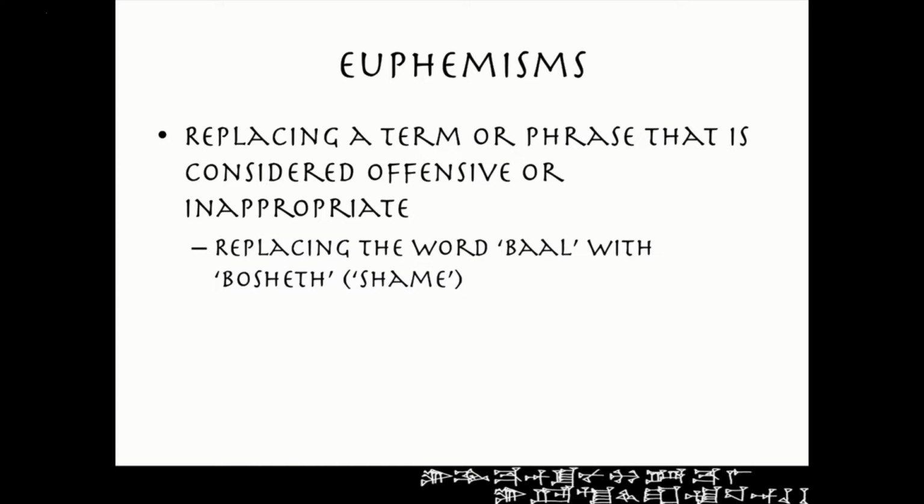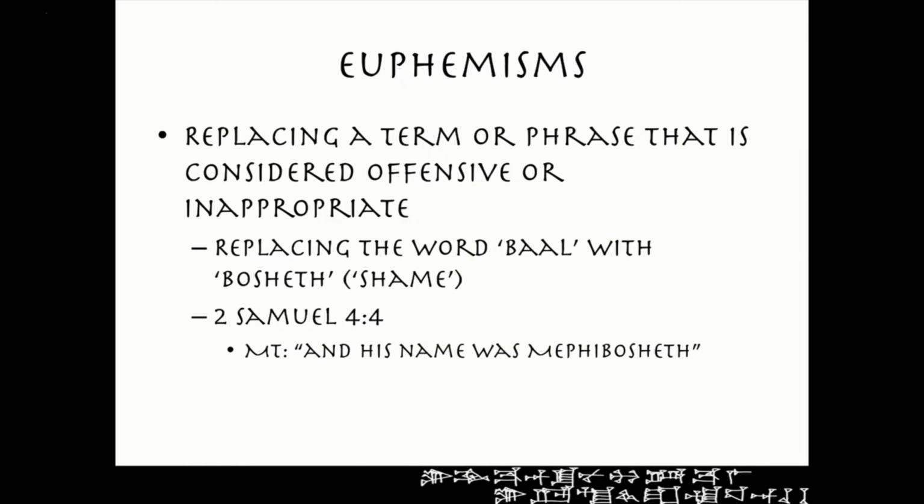This happens a lot in the Old Testament text with the replacement of the word Baal, which means Lord, but is also the name of a deity that was in competition, you might say, with Yahweh. So Baal is often replaced with Boshet or Bosheth, which means shame. So in 2 Samuel 4:4, you can see the Bosheth there at the end. But in the Septuagint, it's preserved as his name was Mephi-Baal. And, of course, you see the end of the word on each of those, Bosheth replacing Baal, to make it less offensive.